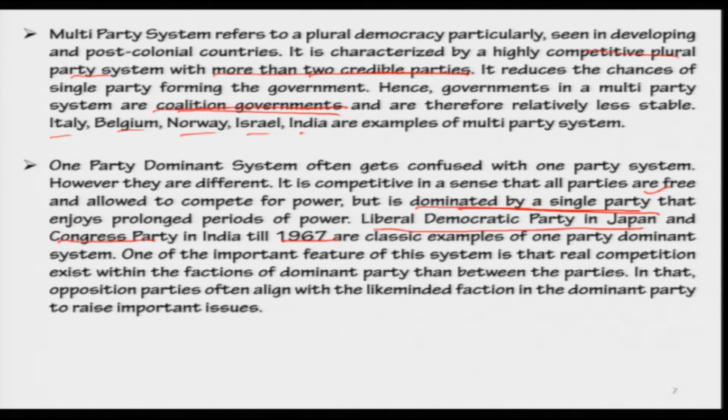So, a single party, if you recall the Congress Party from independence till 1967, had different factions, and the real competition for power exists among these factions. So, other opposition parties will try to align with the like minded factions in the dominant party to put pressure on the government, to articulate their demands or to raise their voices. So, in one party system you have factions existing within the dominant party rather than among or between different political parties.